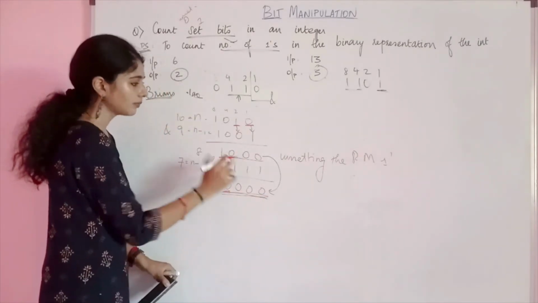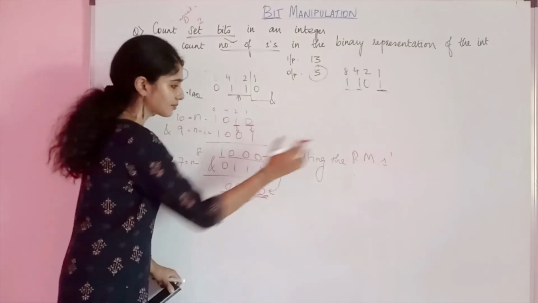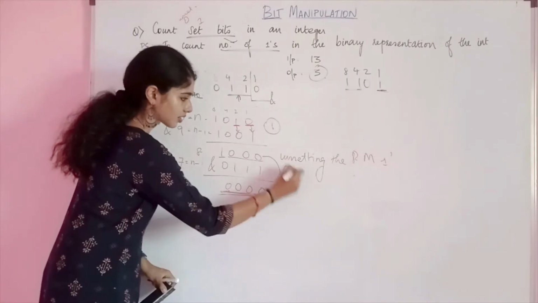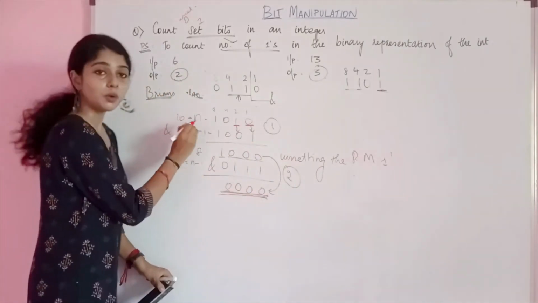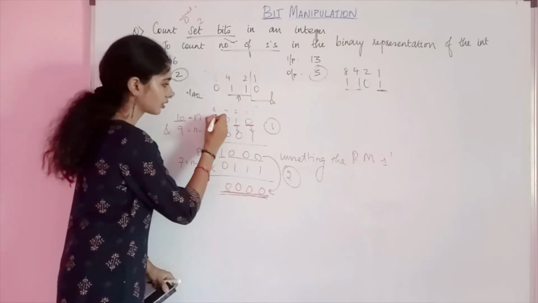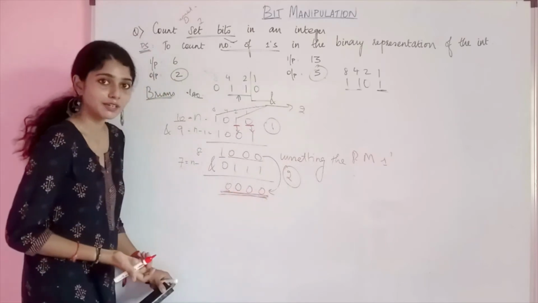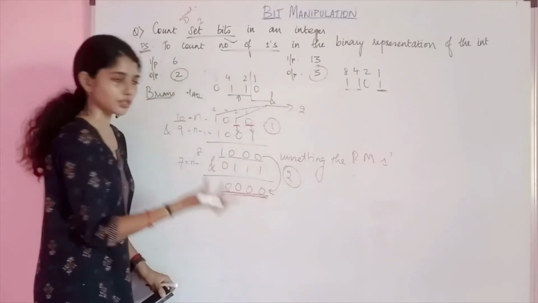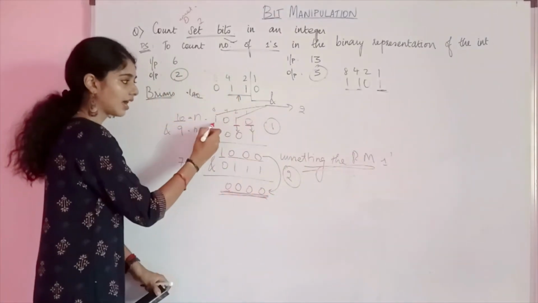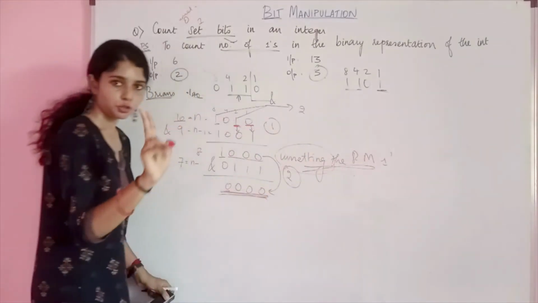Fine. So how many times until it reaches 0? How many times did I unset things? I did it once, twice, when my value of n is 10. How many ones does 10 have? 2. How many times did you unset the rightmost one? You did it 2 times. It's obvious, right? There are only 2 ones present, so you have to unset it twice.